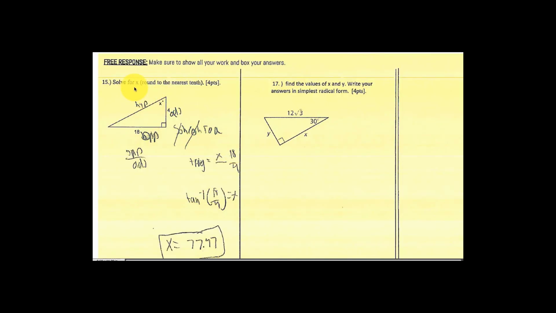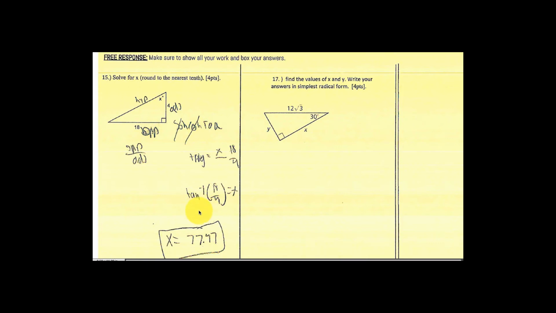Question number 15, solve for x, round to the nearest tenth. From the given angle, you label the sides opposite, hypotenuse, and adjacent. Student recognized you're using tangent. Tangent of x equals 18 over 4. Switch them, and you have a calculator-ready equation, and they got 77.47.